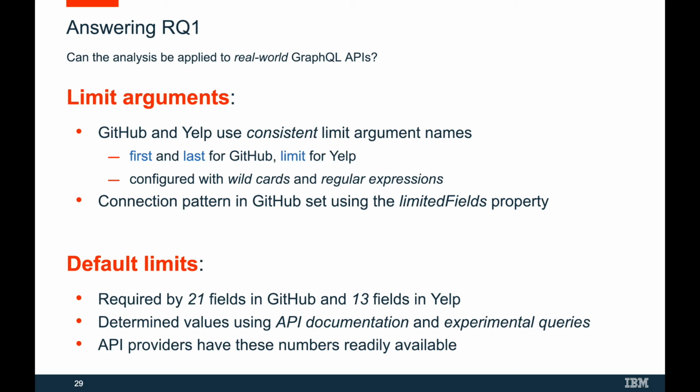We also found configuring default limits to be straightforward. We determined appropriate values from the API documentation and experimental queries. However, for API providers, this process should be even easier as they should have these numbers readily available. Therefore, we conclude that our analysis can indeed be applied to real-world GraphQL APIs.